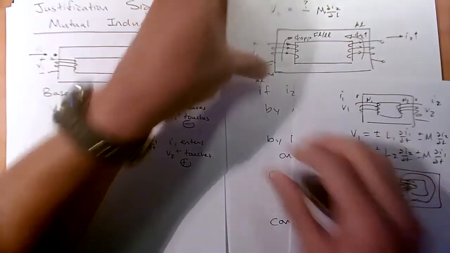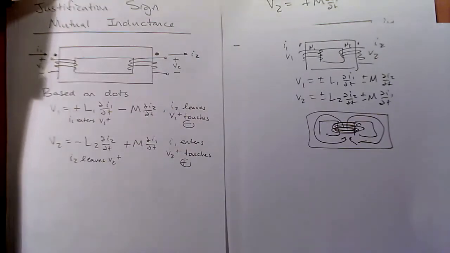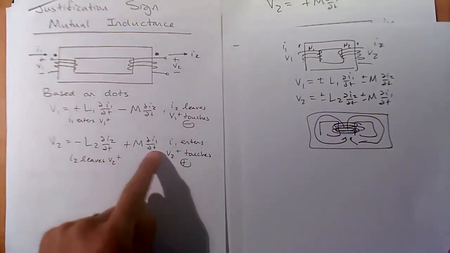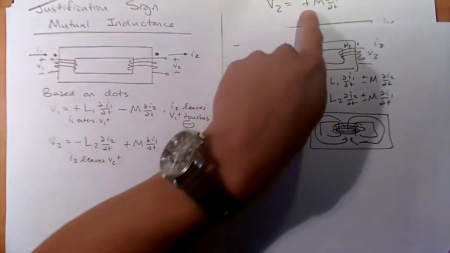Okay. We can do the same thing for the other side. So we can look at I1 here and look at the change in I1 and see if we get the right sign for V2.